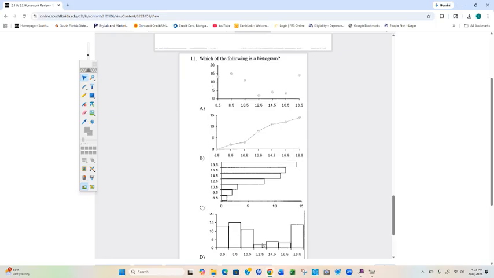Correct answer on this one would be D. Okay, these have the vertical bars. Remember, we cannot use the horizontal bars for a histogram.